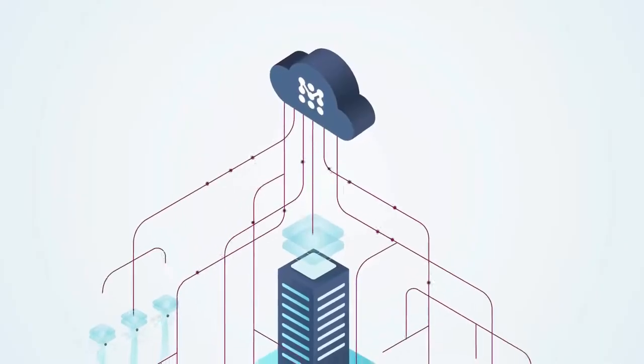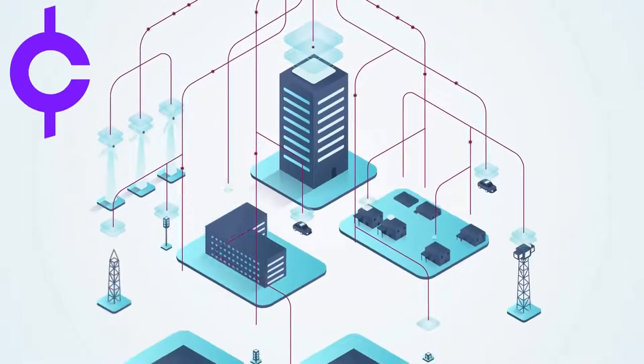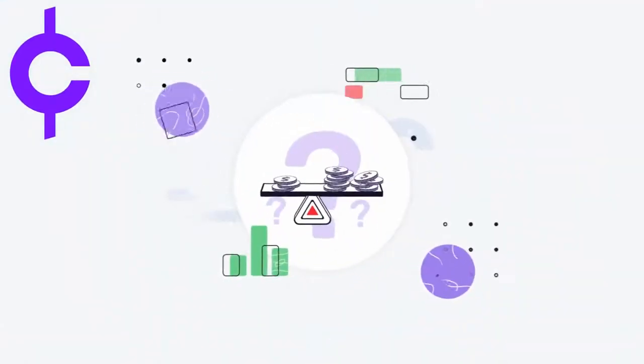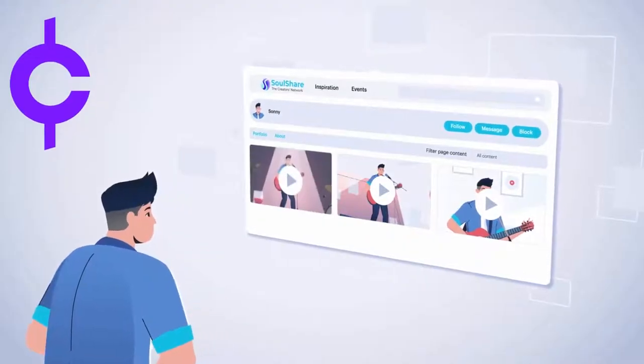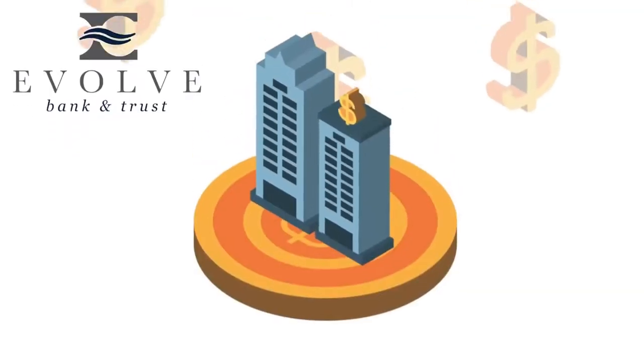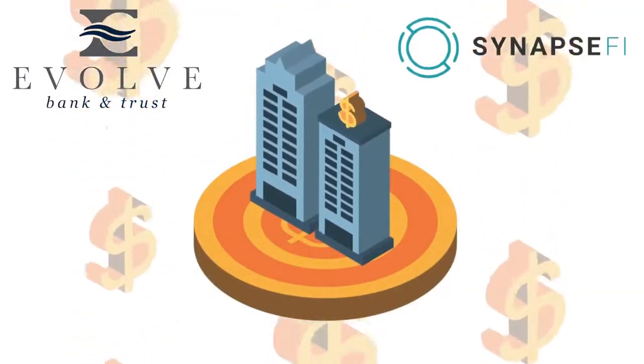It's important to know that Copper Banking is not an independent bank. Synapse Financial Technologies powers a number of fintech startups, including Copper Banking. Evolve Bank and Trust is a partner of Synapse Fi.